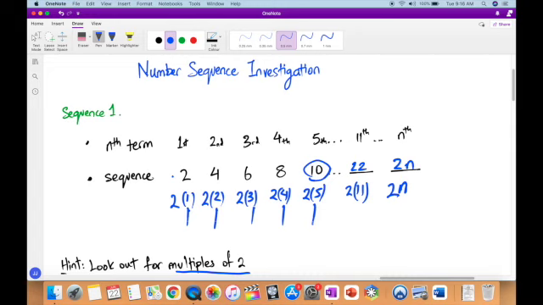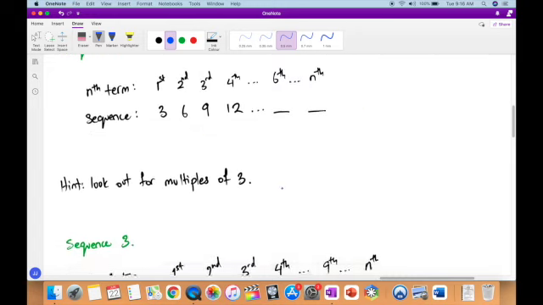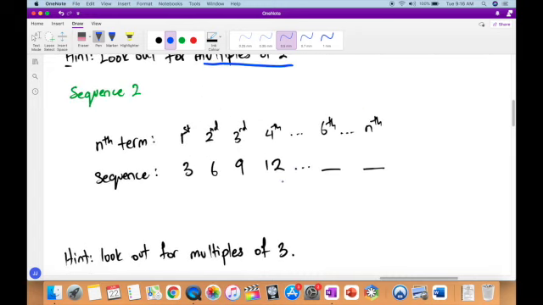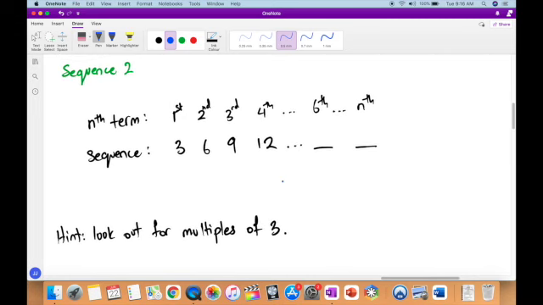Okay? So let's try another sequence. We have another sequence here, and we could see 3, 6, 9, 12. Well, it looks 3-ish. It looks like multiples of 3, but let's make sure. The first thing I'm going to do is put the n number here. And please remember these steps. These steps are what is going to help you.